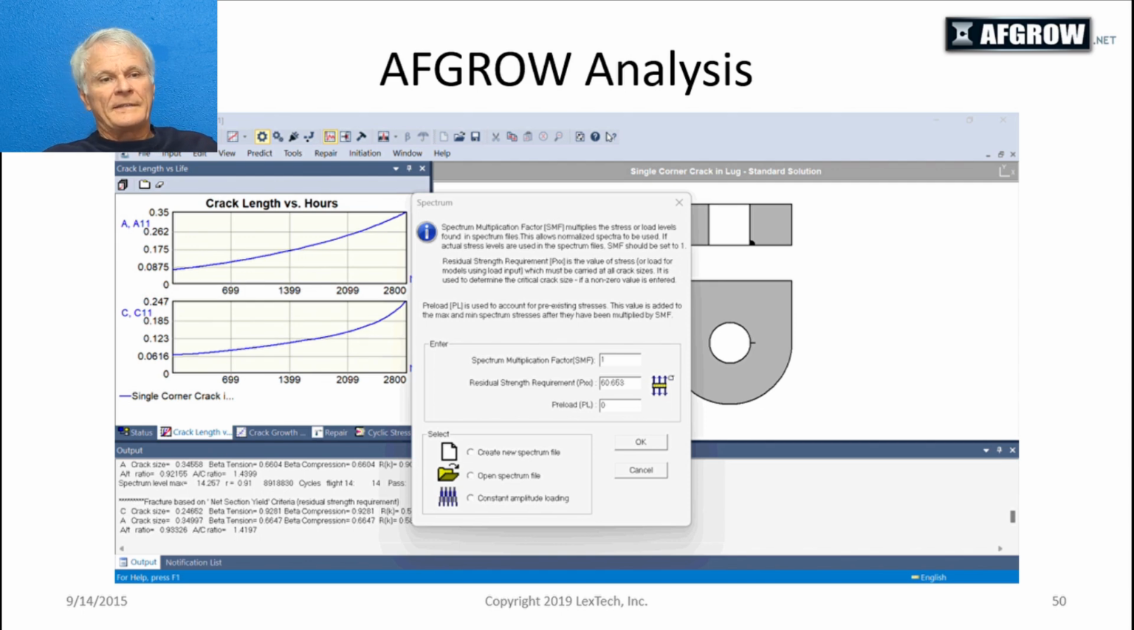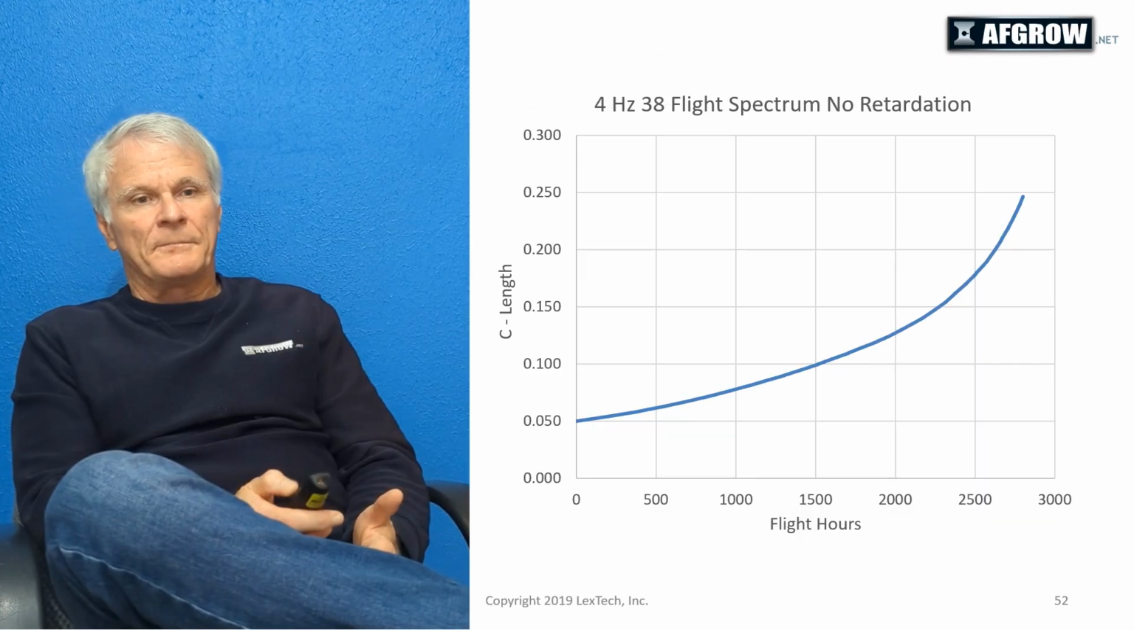Now we take that information and put it into AFGROW, and we'll use the lug model, and then we'll set the spectrum multiplication factor to 1, because we actually have the actual bearing loads in the spectrum. And then you'll see the residual strength requirement that we talked about earlier, that sets the load of the bearing stress that has to be carried at all times, and then do the life prediction.